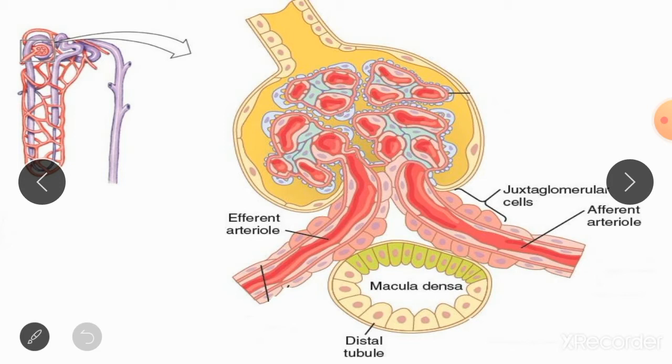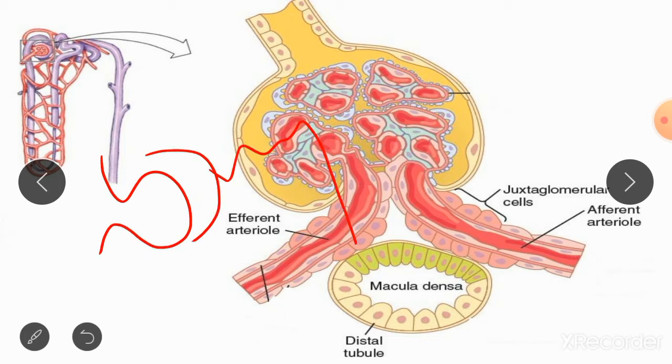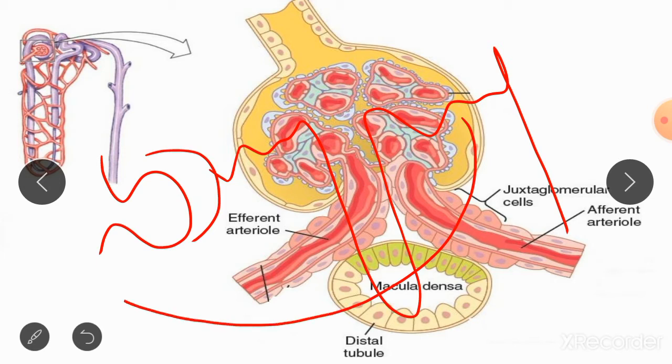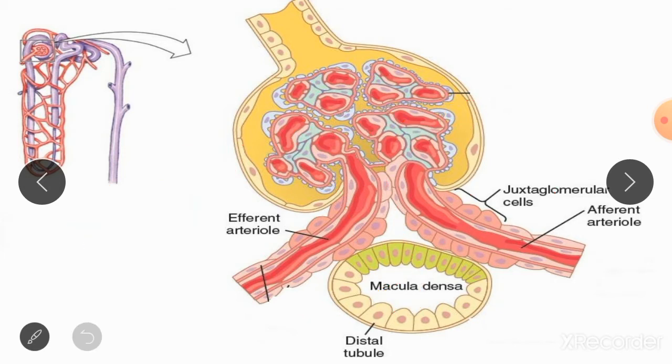Don't be confused. I have told you before that the schematic diagrams shown in your books, with the Bowman's capsule, proximal convoluted tubule, loop of Henle and distal convoluted tubule laid out like this, show the nephron opened out, just for your better understanding. In real life, the nephron is folded such that the distal convoluted tubule passes between your afferent and efferent arteriole, as you can see in this figure. Here you can see your distal convoluted tubule passing between your afferent and efferent arteriole.